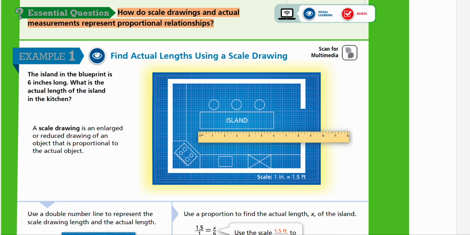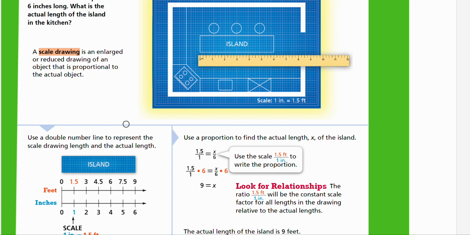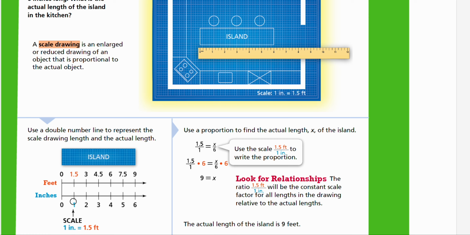So here we have a vocabulary word. Scale drawing is an enlarged or reduced drawing of an object that is proportional to the actual object. So you can use a double number line to represent the scale drawing length to the actual length. Remember, they're not equal to each other. Like 1.5 feet is not equal to 1 inch.